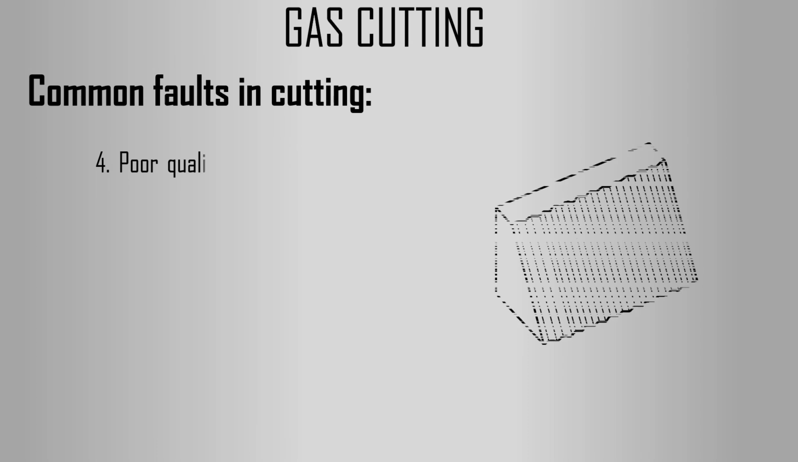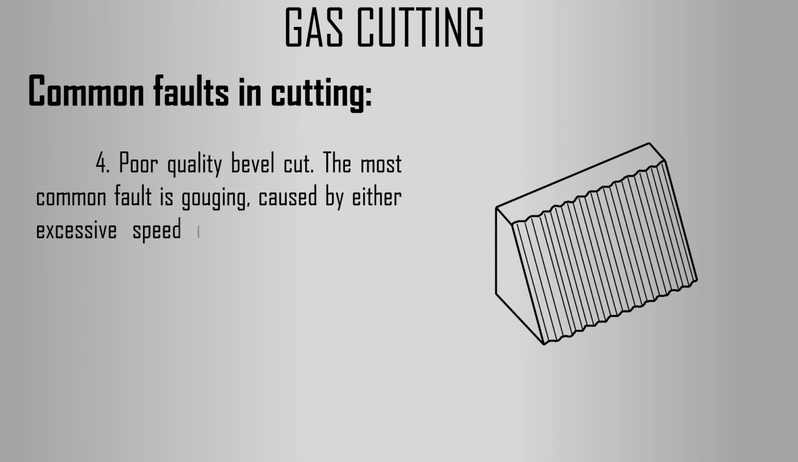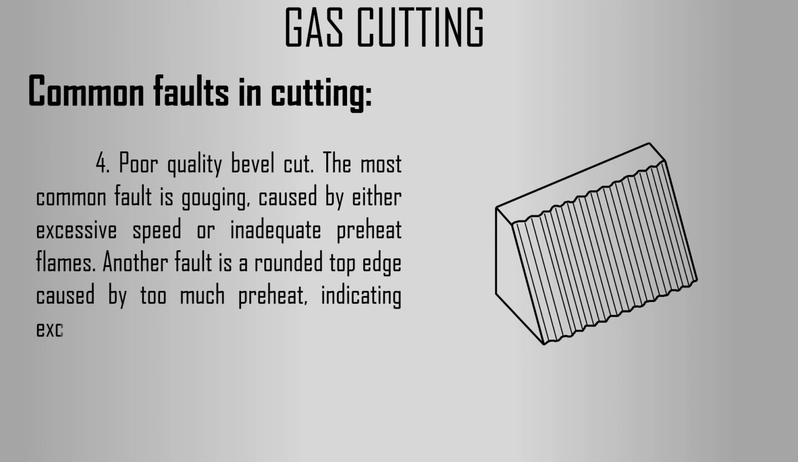And last type is poor quality bevel cut. The most common fault is gouging, caused by either excessive speed or inadequate preheat flames. Another fault is a rounded top edge, caused by too much preheat, indicating excessive gas consumption.